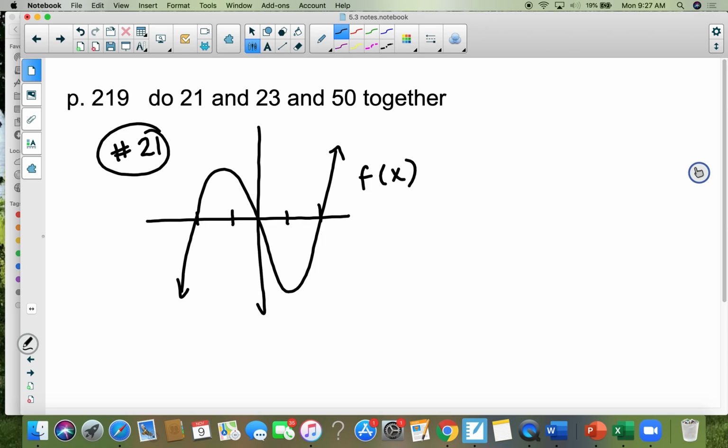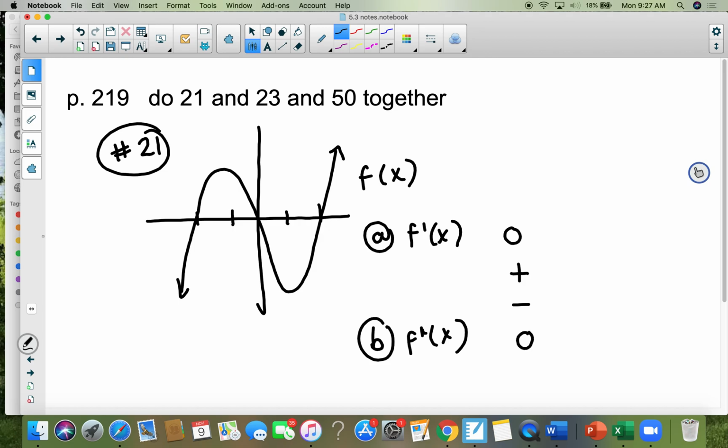And you need to estimate where a, f prime of x, is equal to 0, positive, and negative. So the first derivative is 0, positive, and negative. And then b, the double derivative, is 0, positive, and negative.